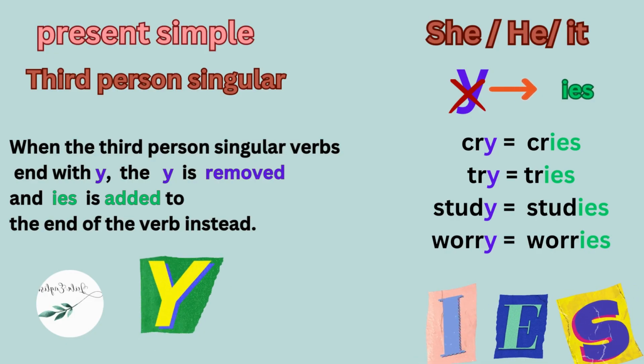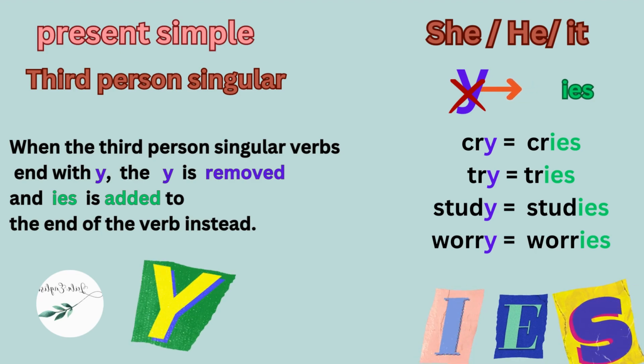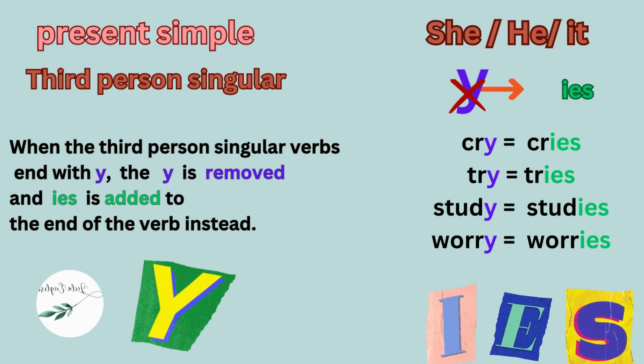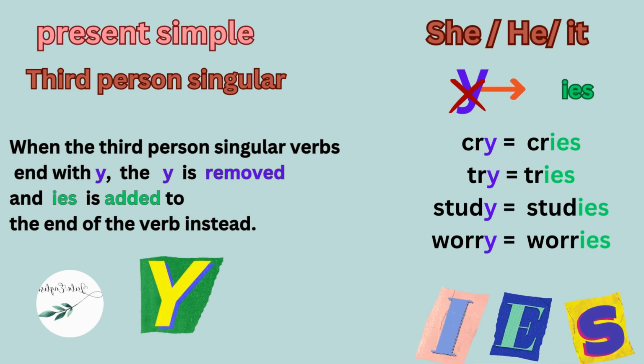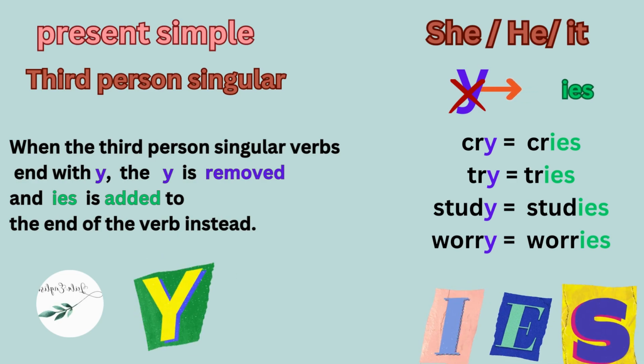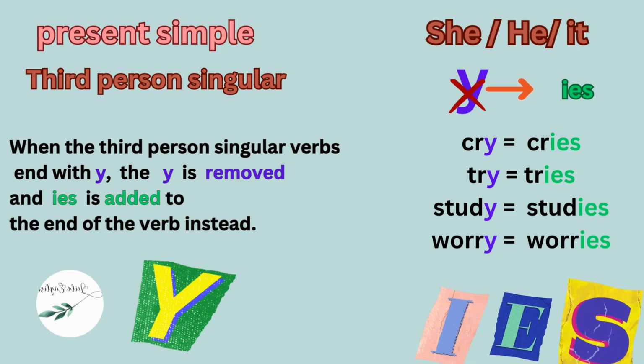When the third person singular verb ends with y, the y is removed and ies is added to the end of the verb instead. Example: cry. The y is removed and ies is added. Cry, cries; try, tries.